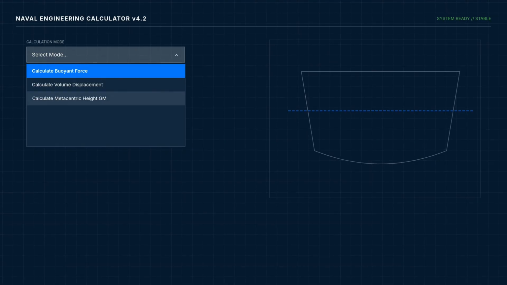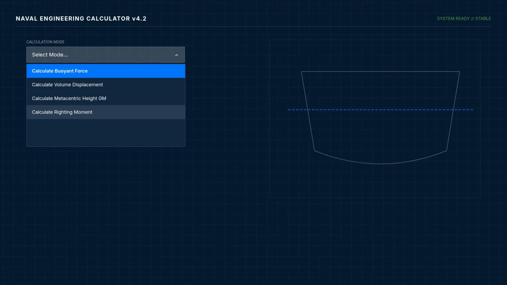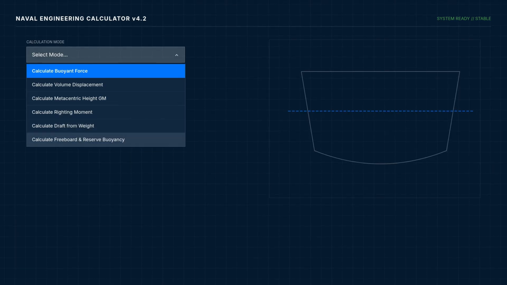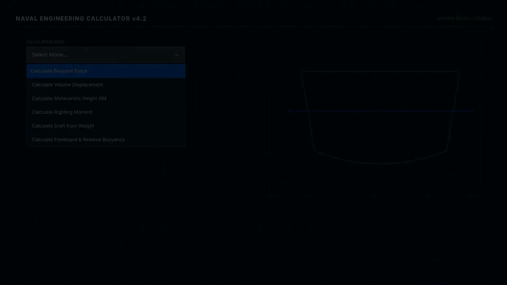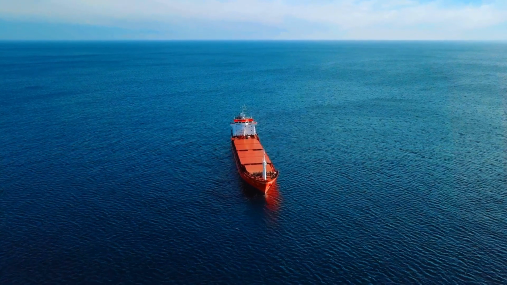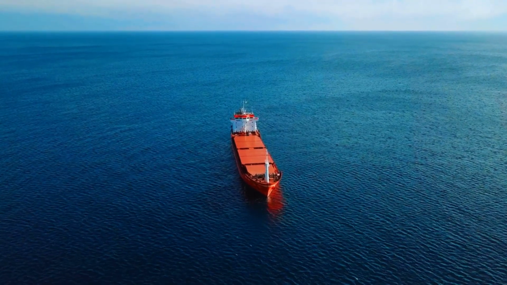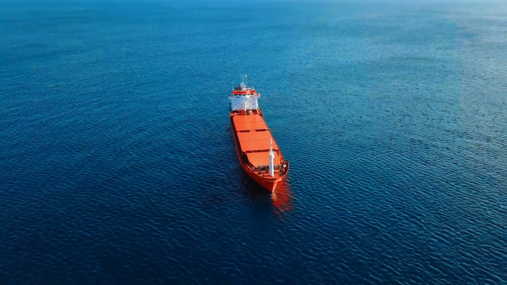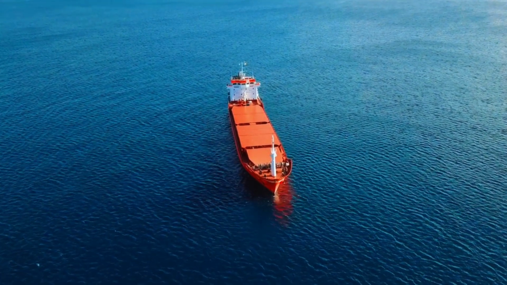Calculate buoyant force, calculate volume displacement, calculate metacentric height GM, calculate righting moment, calculate draft from weight, or calculate freeboard and reserve buoyancy. For this demonstration, I'm using Calculate Buoyant Force. Enter your fluid density in kilograms per cubic meter, submerged volume in cubic meters, and gravity in meters per second squared.